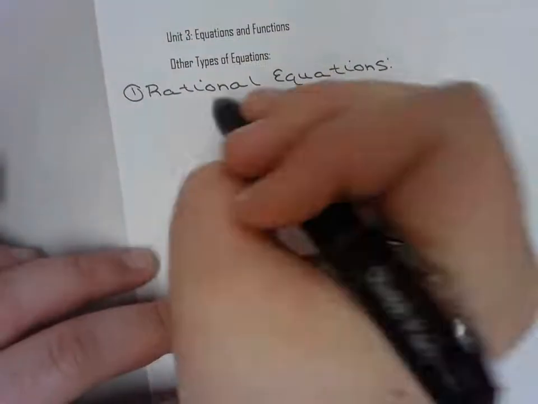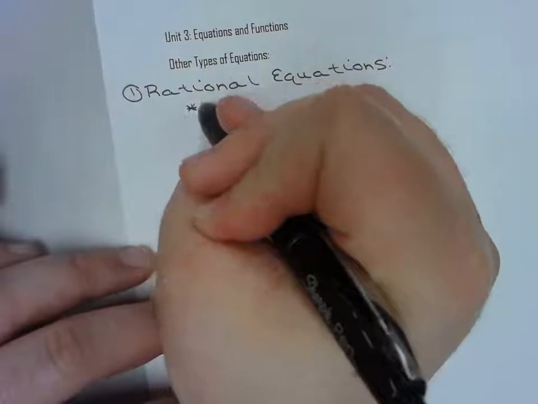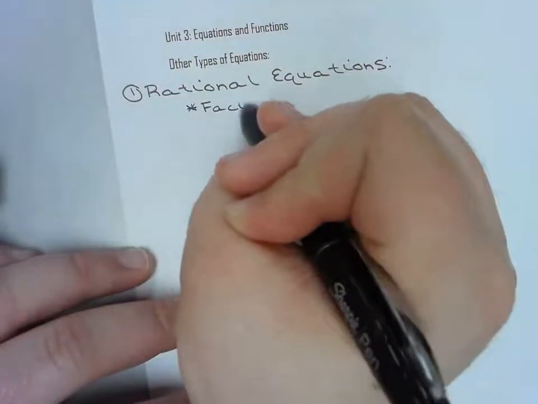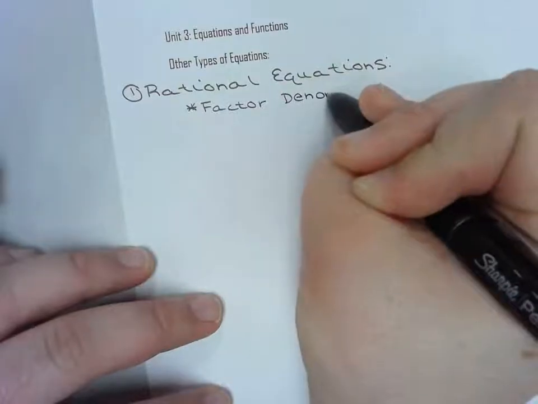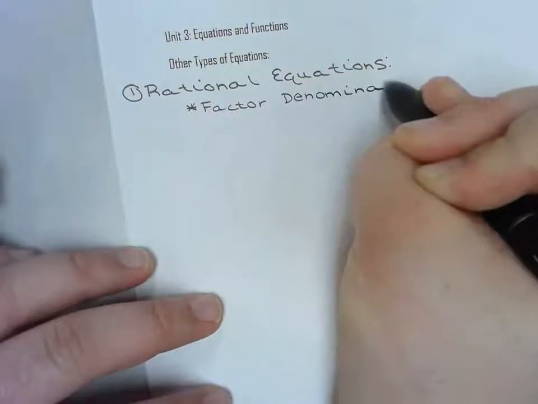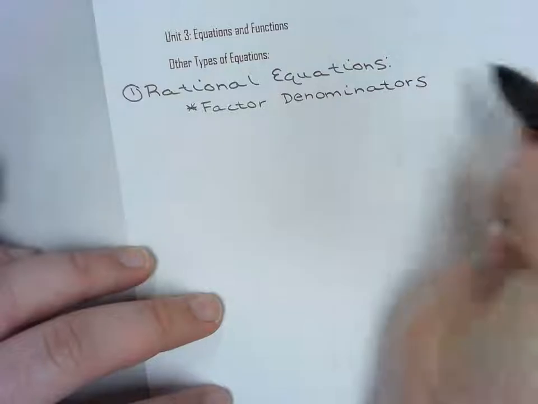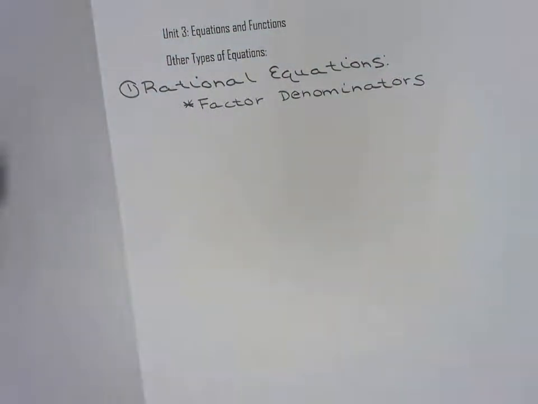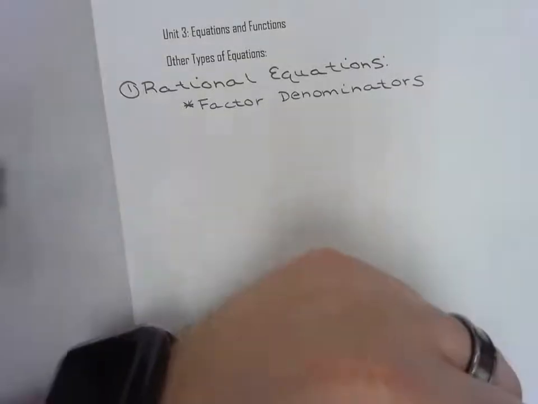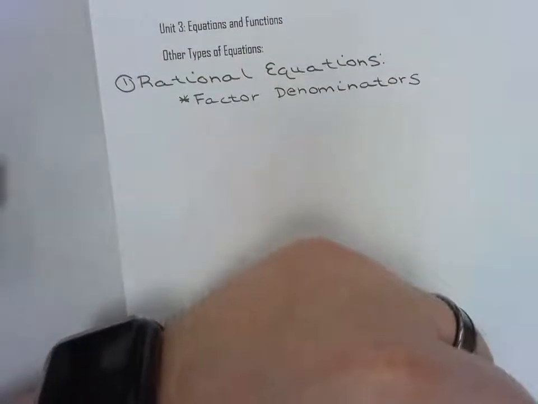So what you're going to do first is factor the denominators. Okay, it's going to be the same process as adding and subtracting like we did, where you factor the denominator and then kind of saw what parts kind of go together. So we are going to factor my denominators.